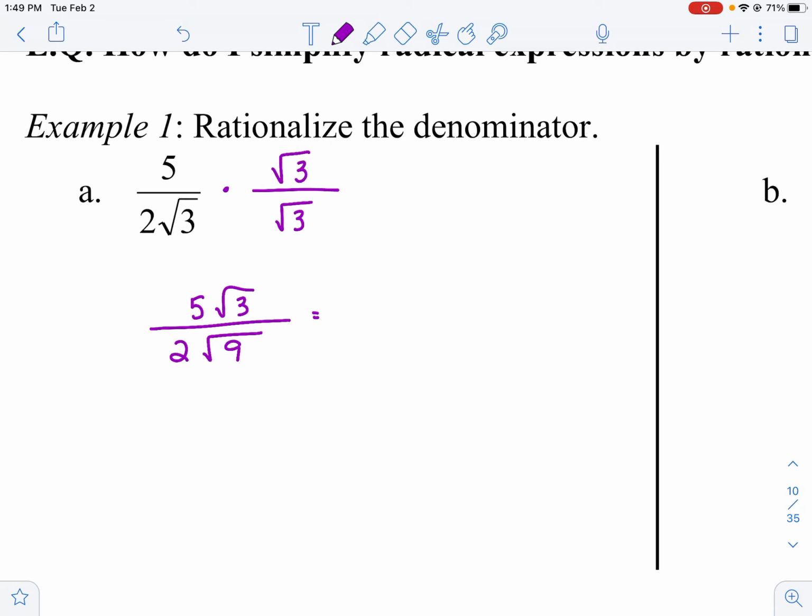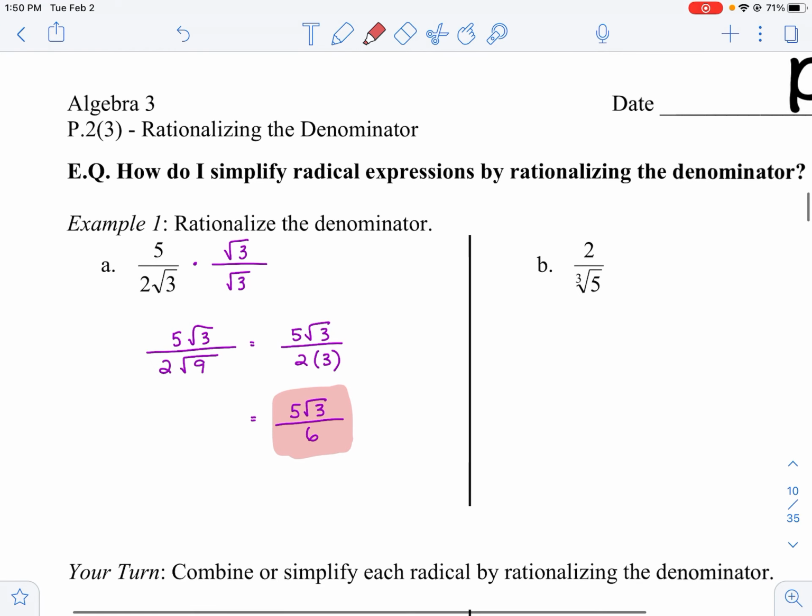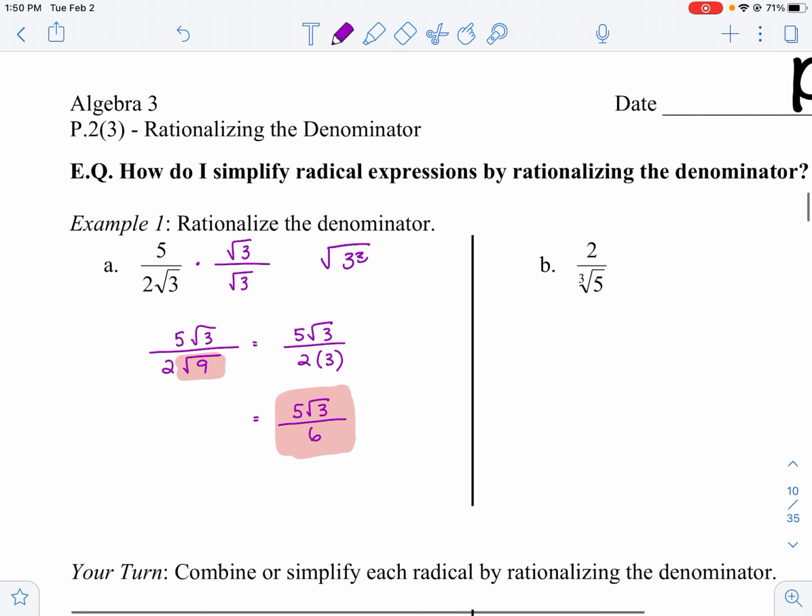Now if we go through and simplify, 5 root 3 stays there. 2 square root of 9 is 6. So now if I continue to simplify, I get 5 root 3 in the numerator all over 6, and that's our answer: 5 root 3 over 6. The reason this right here went away is because I really had the square root of 3 squared. So my exponent and my index were the same, and therefore they canceled each other out.